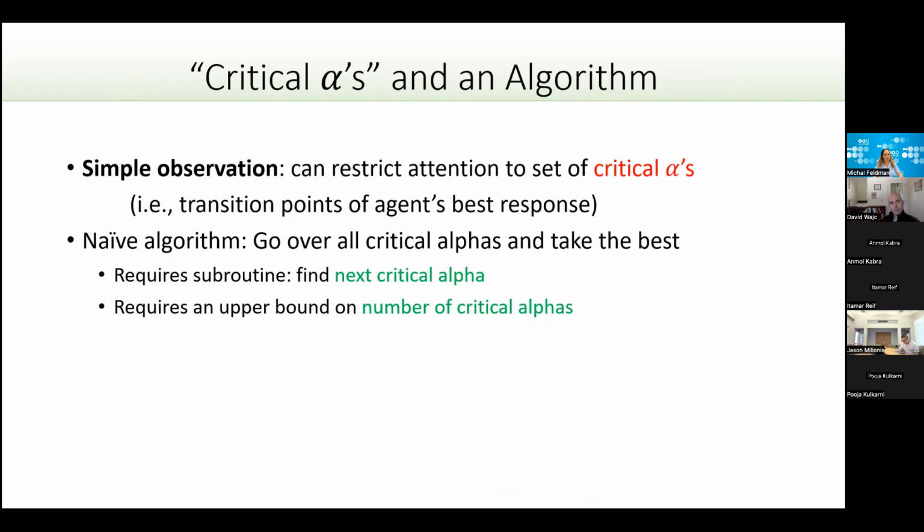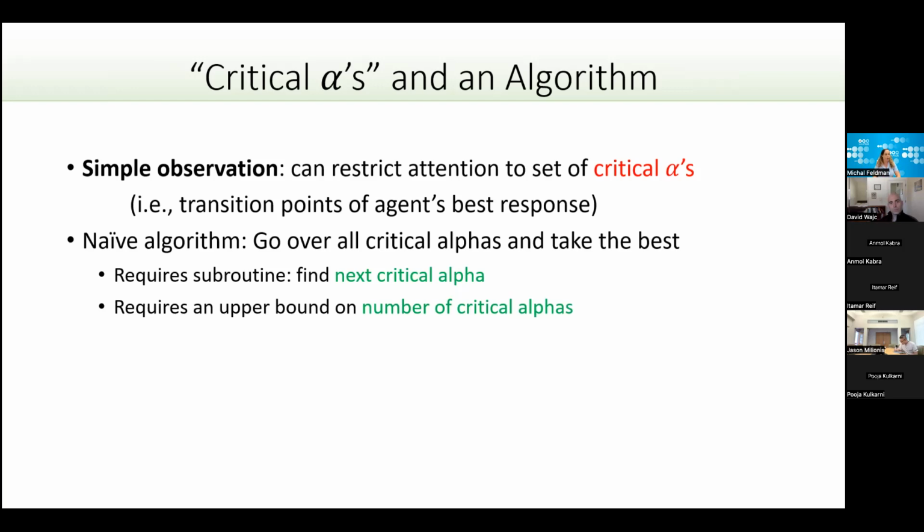So this geometric intuition that I showed you suggests a naive algorithm, which is the following. Simply go over all critical alphas, just hop from one critical alpha to another. For every such alpha, compute the principal's utility, and then just take the best one. Okay? In order for this naive algorithm to work, we need two things to work. First of all, for every given alpha, we need an algorithm that computes the next critical alpha. It's not clear that this is doable. Second of all, if we really want to naively hop from one critical alpha to another, and we want a polytime algorithm, it better be the case that we don't have too many critical points.